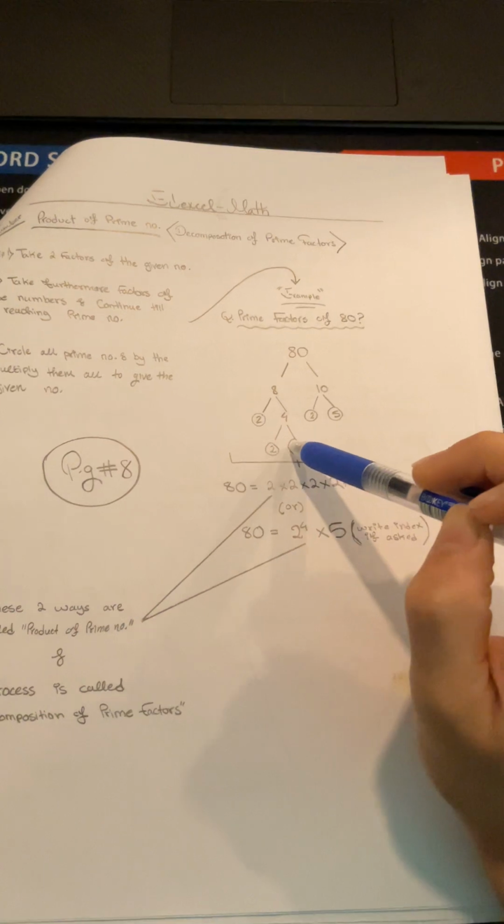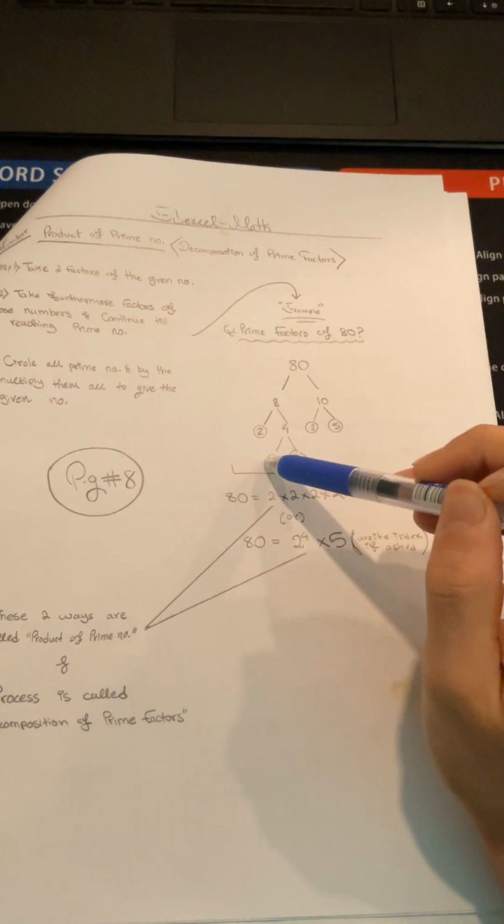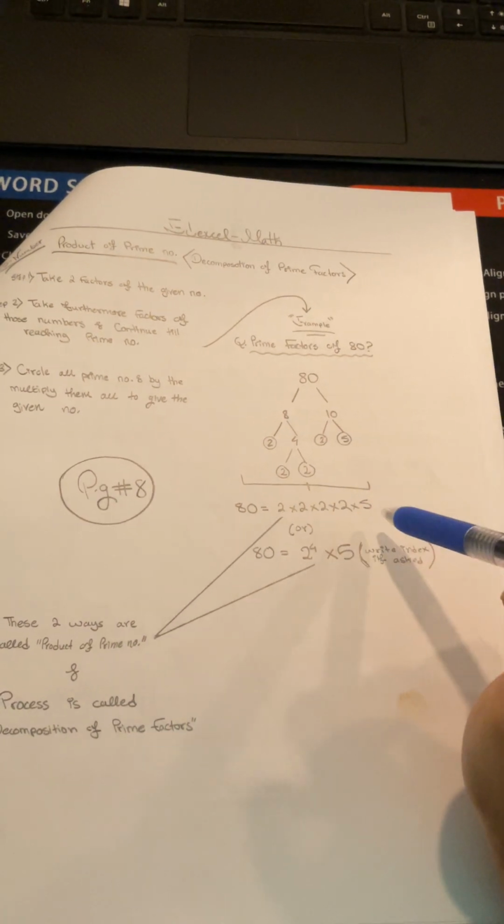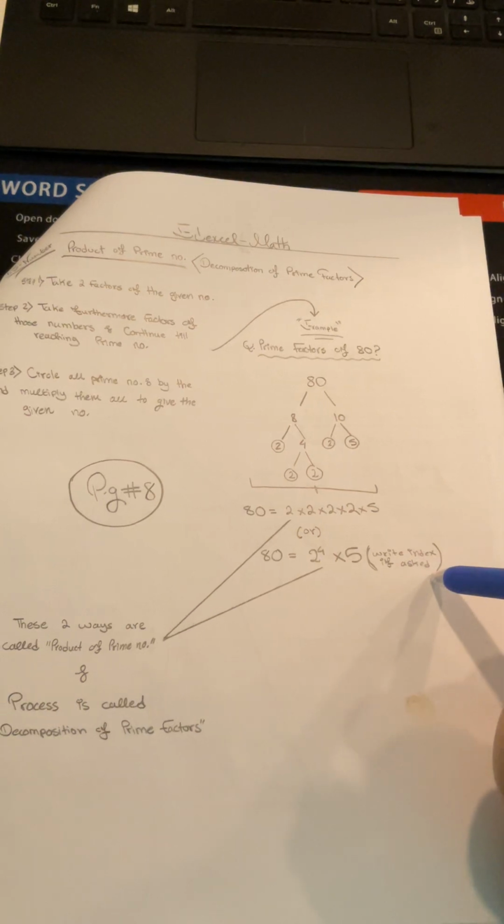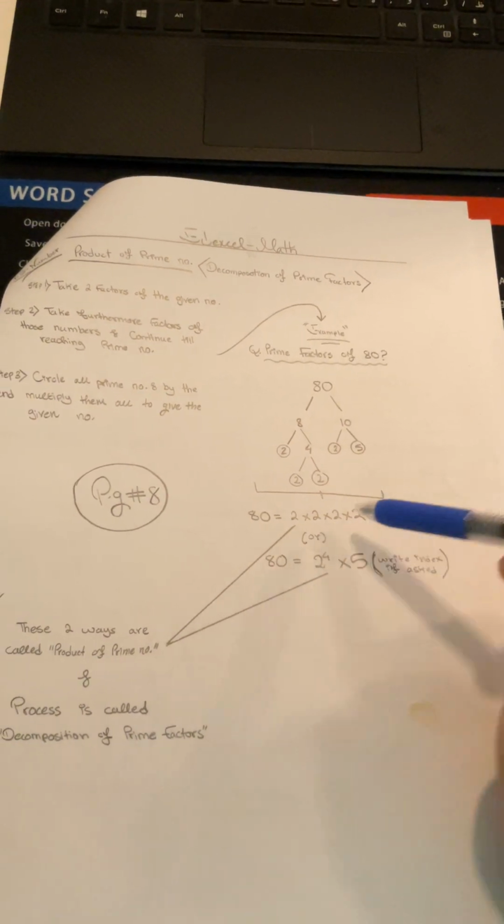Well, 4 is 2 times 2. 2 and 2 are prime, circle. So 80 is 2 times 2 times 2 times 2 times 5. Or you can write it in index form if it is asked in the exam. 2 to the power of 4 times 5 is equal to 80.